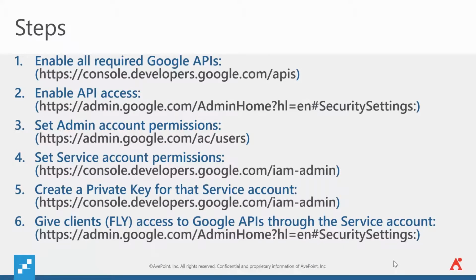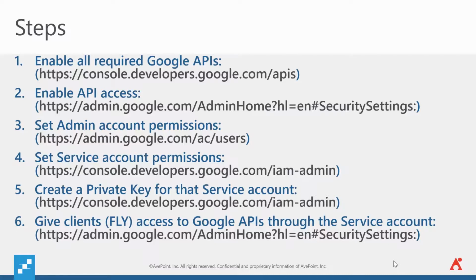Essentially, there are 6 steps to getting set up. First thing you'll need to do is to make sure that all of the Google APIs that we need to do the migration are enabled. This includes things like Gmail, Google Calendar, Google Tasks, and so on. Once you've done that, you need to then enable API access, so outside clients such as Fly are able to communicate in and talk to those APIs.